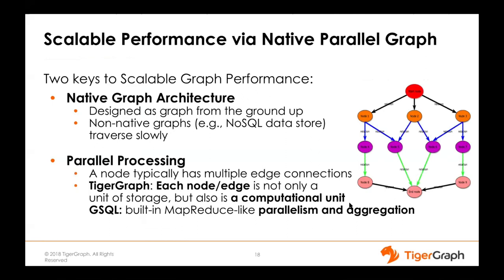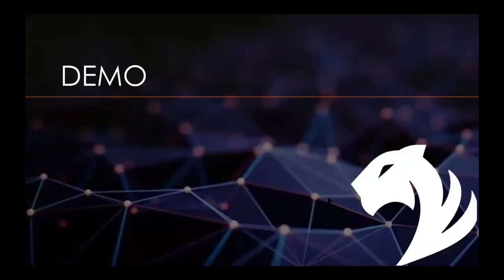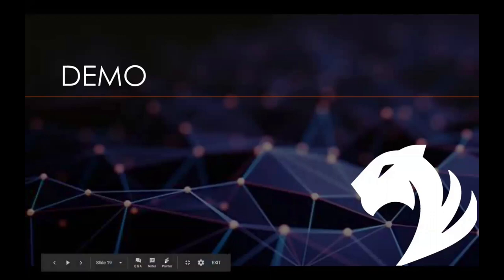And just talking a little bit about the parallel processing, you remember I described in the GSQL language how you express things with the built-in parallelism, because each node acts as a computational unit. You can see it from the language side and then on the processing side. So with that, I am going to turn it over to Gaurav and Huiting and let them show you a use case where PageRank isn't ranking web pages, but is ranking something else.